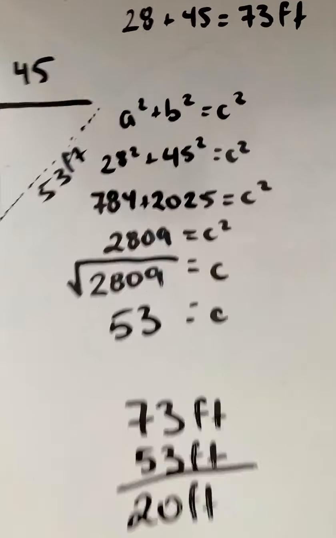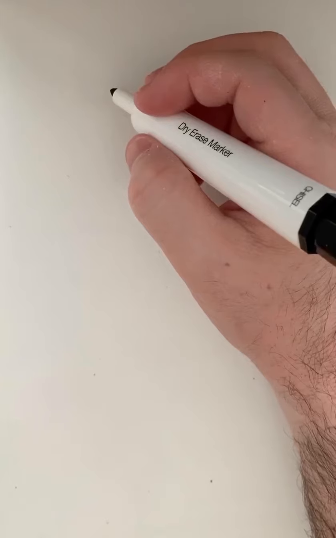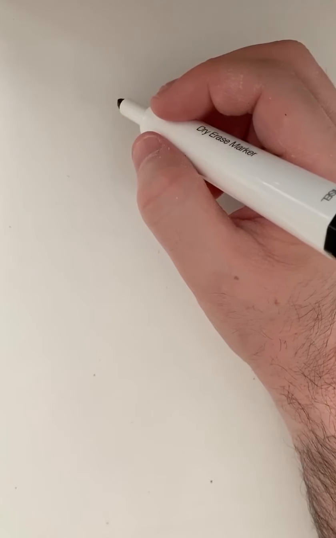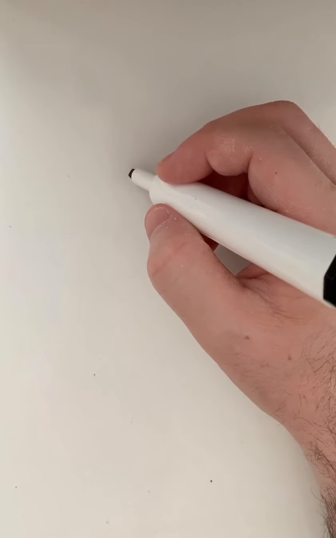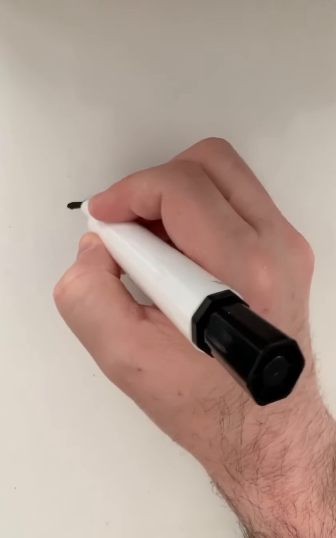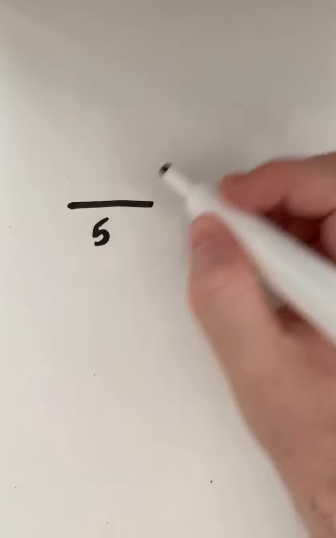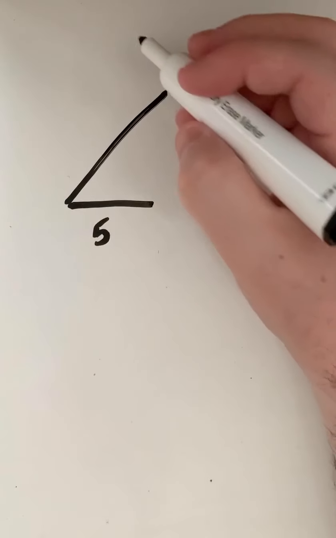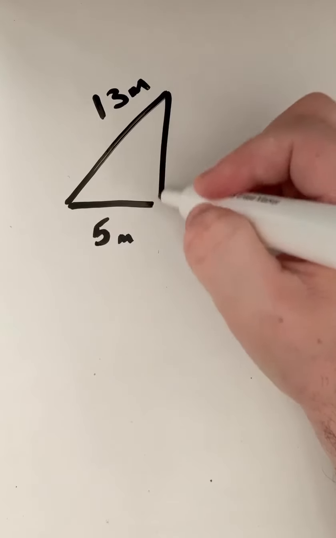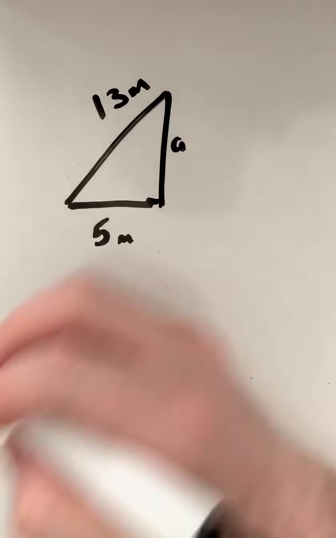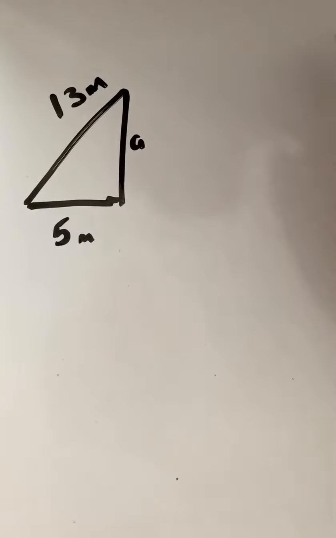The next one that we looked at was the bird and the tree question. It said a bird is on the ground 5 meters away from a tree, okay? If the bird flies up 13 meters, how tall is the tree? We don't know how tall the tree is, so that's what we're solving for.